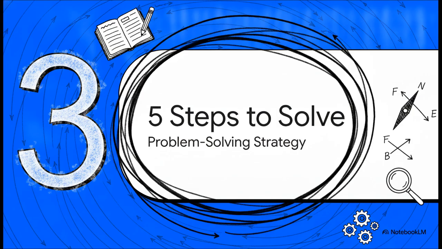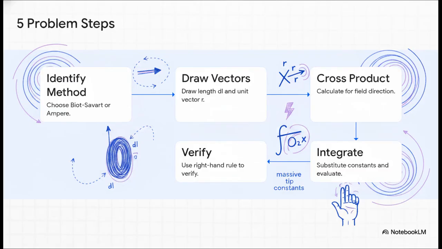Which brings us perfectly to Section 3, the 5 steps to solve problems. All right, if you are a focused learner wanting to totally ace your test, grab a pen because this is the moment to take notes. Integrating vector cross products can get super messy. But if you memorize this exact framework, you can solve any Biot-Savart problem systematically. No panic required. Here is your foolproof 5-step problem-solving strategy.